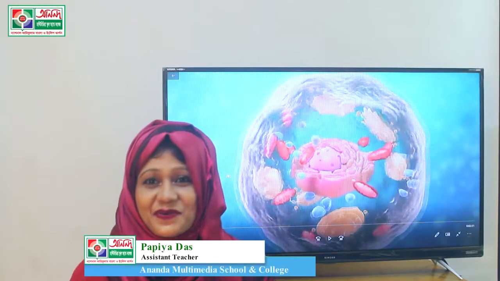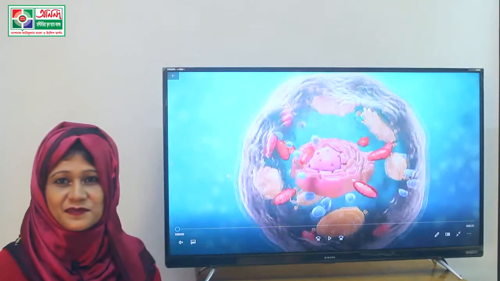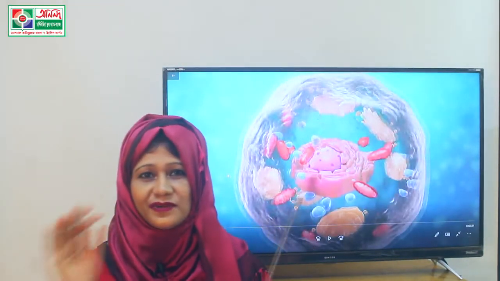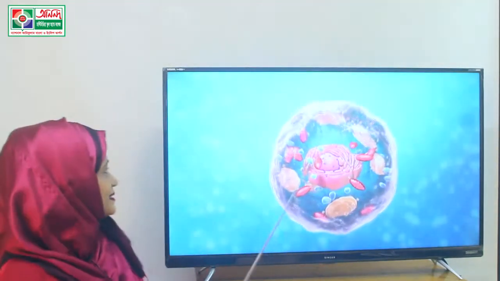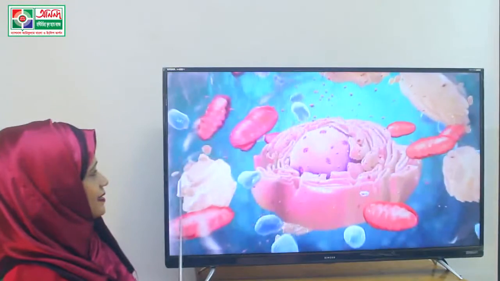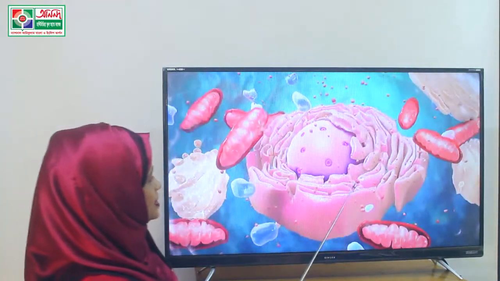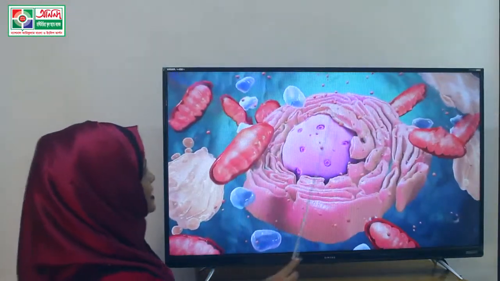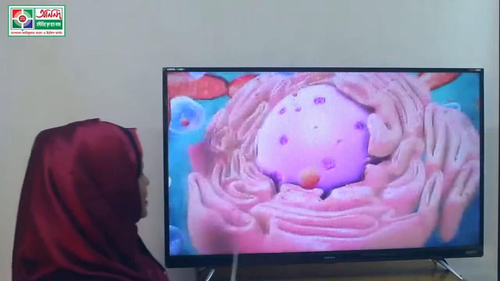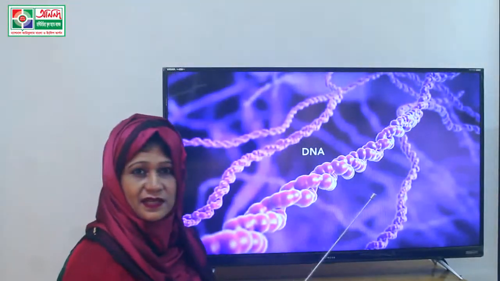Students, now we are on the second part of today's lecture, and in this part I will show you a video on the nucleus. This is a complete cell. This one is the mitochondria, and the floating small balls are the ribosomes. Okay students, and these are the endoplasmic reticulum. This is the nuclear pore, and this is DNA. Do you know what is the full form of DNA?